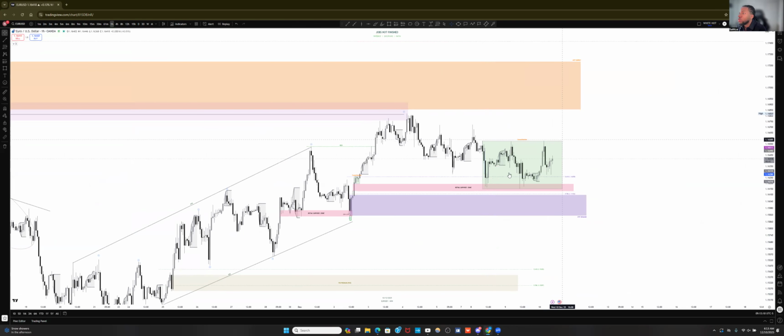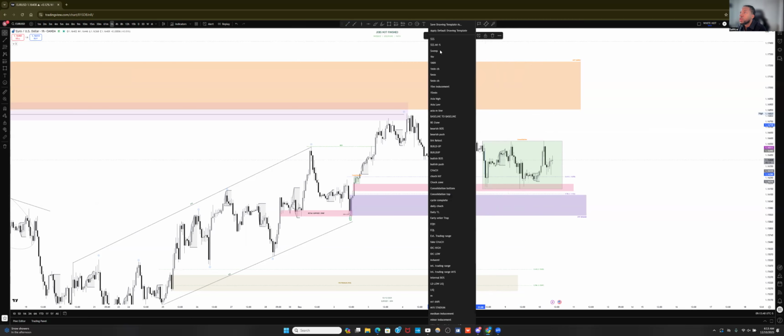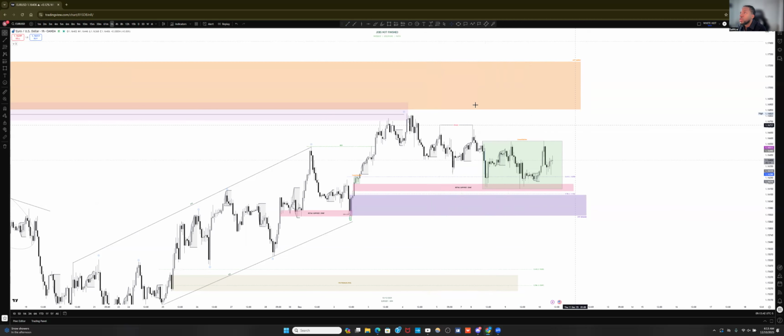What else we see here? This looks like, is this equal highs or was this swept? Okay, looks like price slightly swept this high. Let's mark this as a swept high so that way we don't assume that this is an equal high. So this high was taken here. We had this high swept.